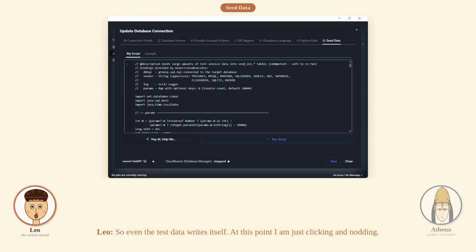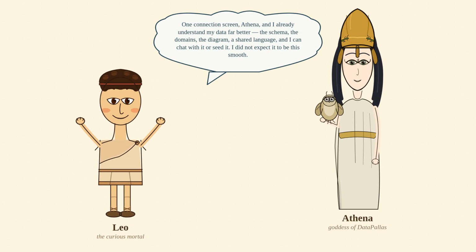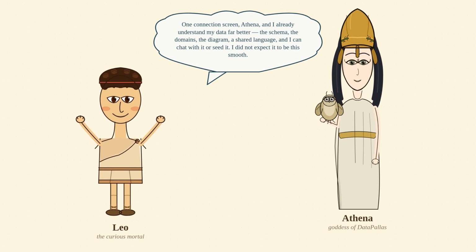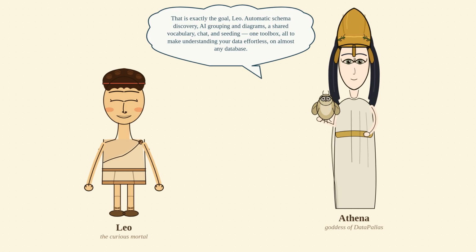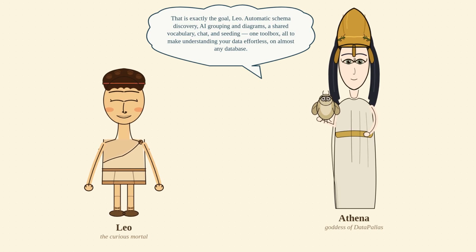At this point, I am just clicking and nodding. One connection screen, Athena, and I already understand my data far better. The schema, the domains, the diagram, a shared language, and I can chat with it or seed it. I did not expect it to be this smooth. That is exactly the goal, Leo. Automatic schema discovery, AI grouping and diagrams, a shared vocabulary, chat and seeding, one toolbox, all to make understanding your data effortless on almost any database.